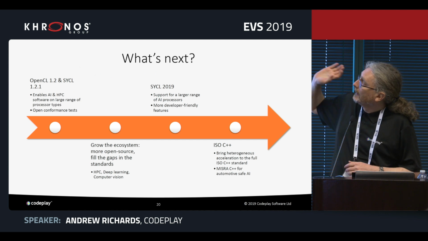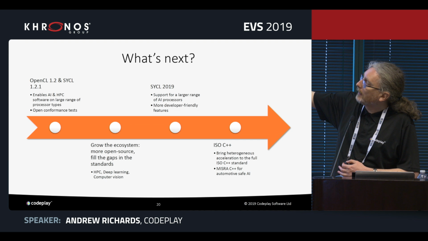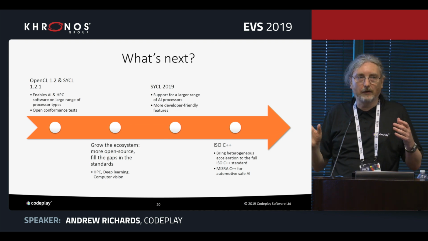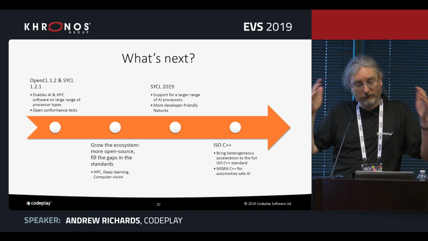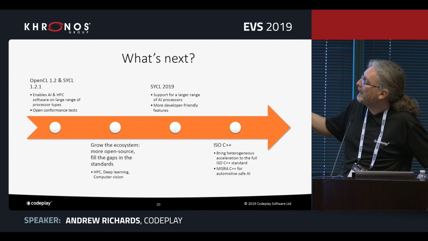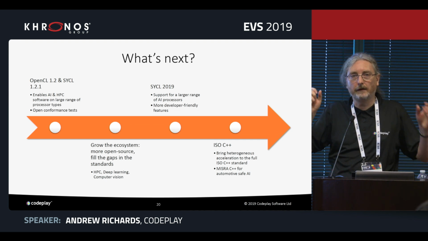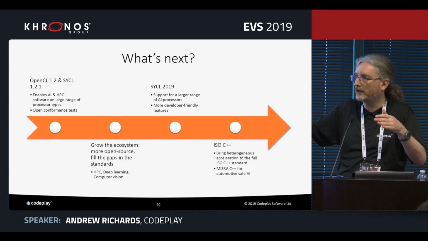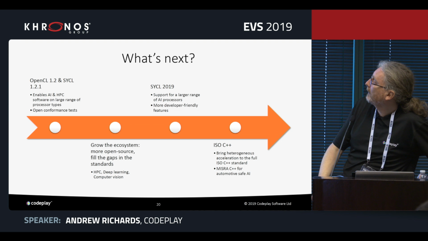What's next? OpenCL 1.2, as Neil said, is very widely supported on a lot of systems. So today we use SYCL 1.2, and that's really good for embedded systems. We're doing a lot of work to grow the ecosystem, and part of the reason I'm here is to encourage people to get involved in the open ecosystem for all of this stuff. We're aiming towards a new version, SYCL 2019, which will take into account all of the flexible profile stuff that Neil was talking about, so we can support more modern AI processors.